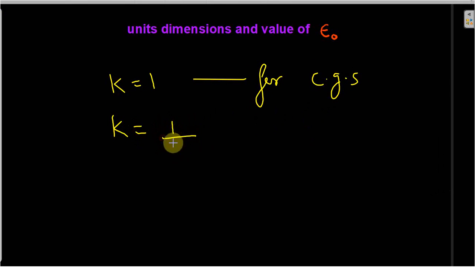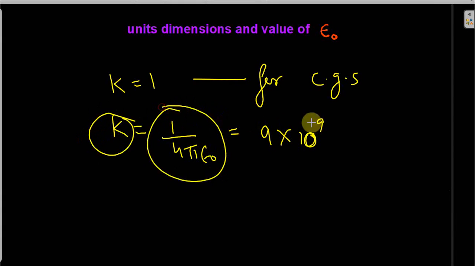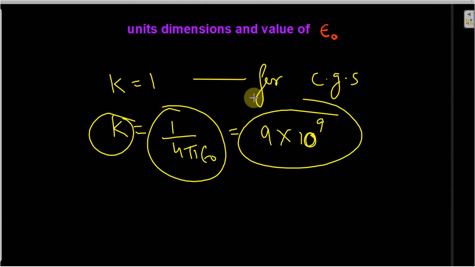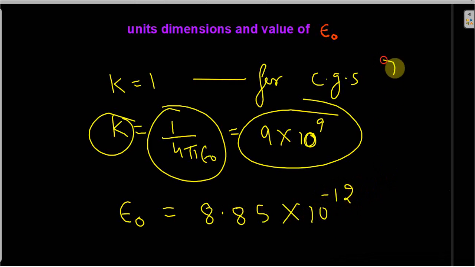So K is equal to 1 by 4 pi epsilon naught, and that value is equal to 9 into 10 raised to power 9. Whenever you have K, directly you can substitute 9 into 10 raised to power 9 in the numerical problem. And sometimes if you have to substitute the value of epsilon naught, you will use 8.85 into 10 raised to power minus 12. So these values you have to remember.